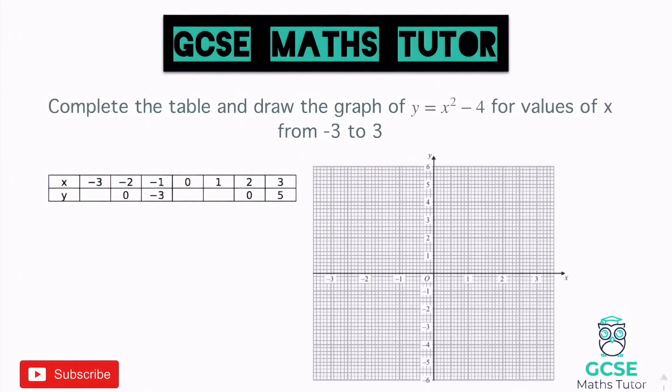Okay, so our first question, we are starting with a quadratic. Now we know that a graph is a quadratic if it has a little squared in it. So this particular graph has x squared, and this is quite a nice one. It's just x squared take away 4.